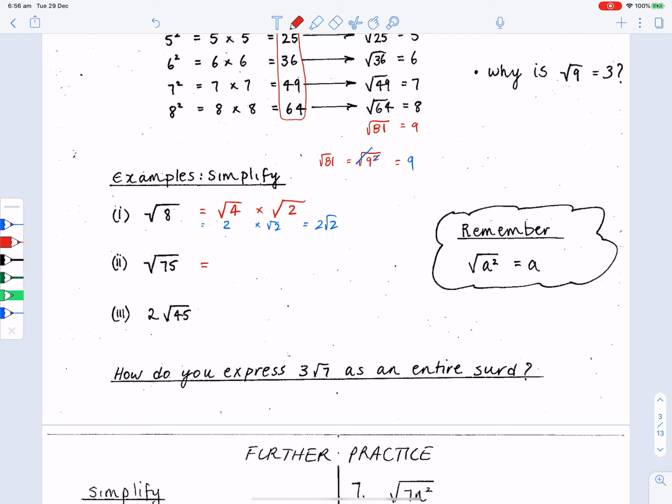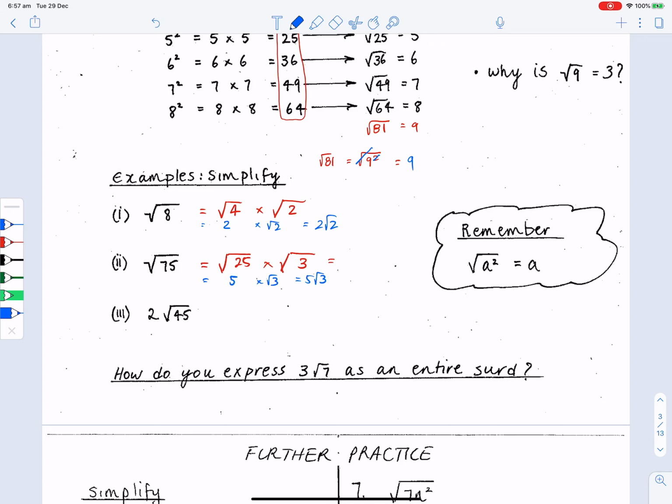Our next one, square root 75, is find two numbers that multiply to give 75, where one of them is a perfect square, and they're going to be 25 and 3. So root 25 is 5. And that's now complete.